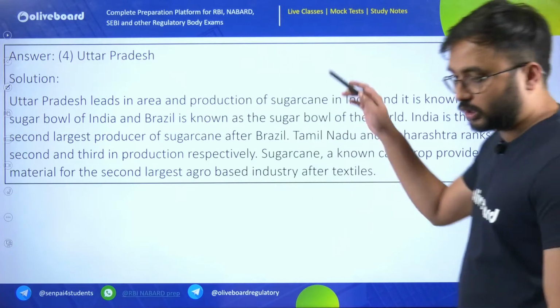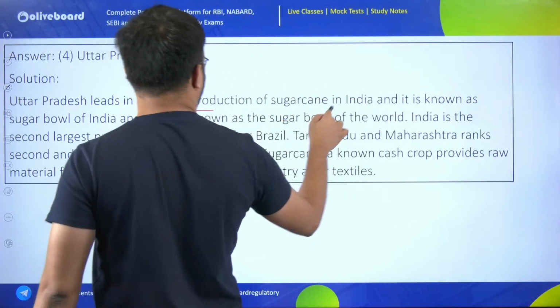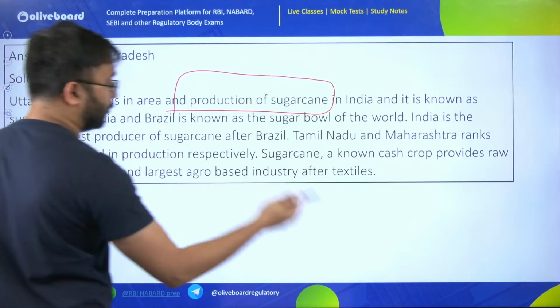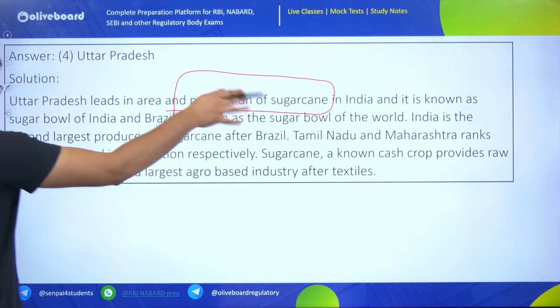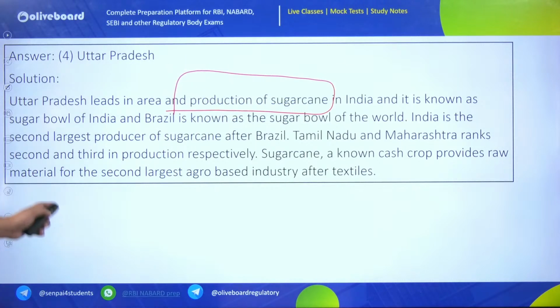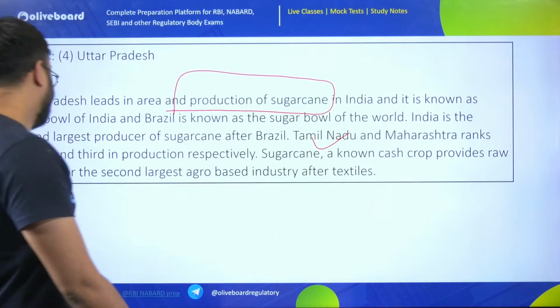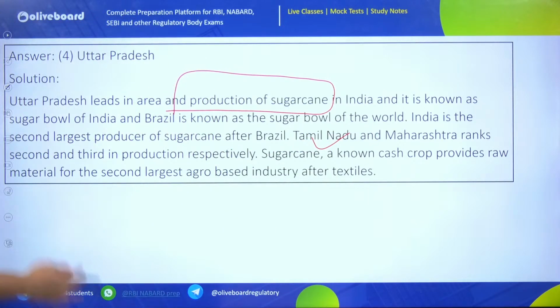So the answer here is Uttar Pradesh. Uttar Pradesh is known for its overall sugarcane production, the highest production of sugarcane. The largest number of sugarcane mills in India is in Maharashtra. India is now the largest producer in the world. But if you look at the state ranks, the second largest producer is Tamil Nadu and then Maharashtra.